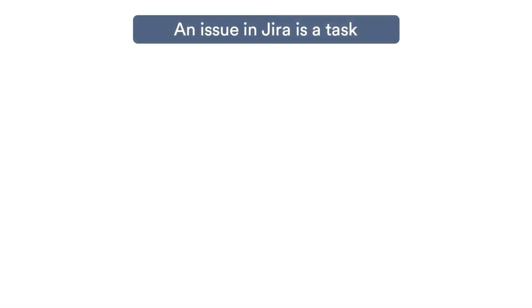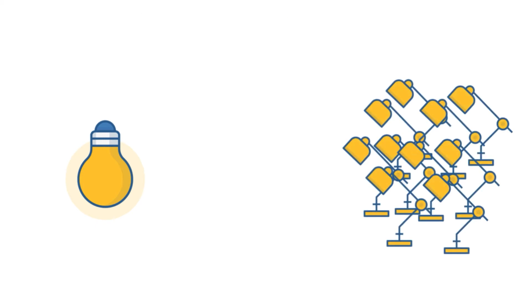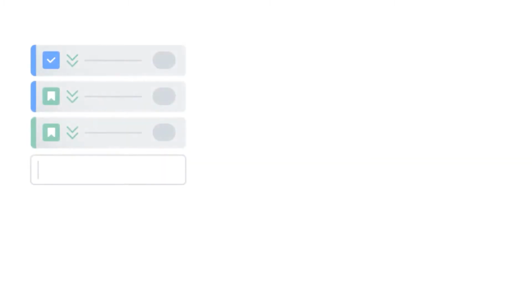An issue in Jira is a task. It could be a small task, like change the light bulb in reception, or a large task, like replace every office lamp in the building. It all depends on your project and how your team decides to break down your work. Every issue in Jira is unique and belongs to just one project. The issues are the project tasks.